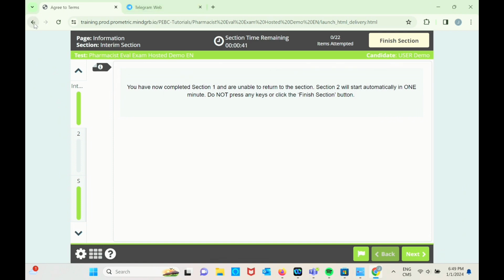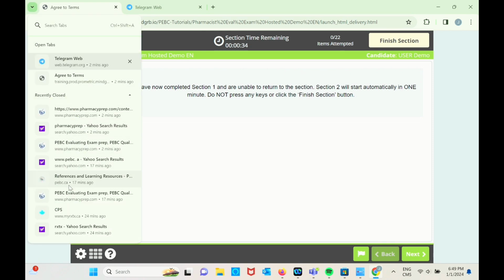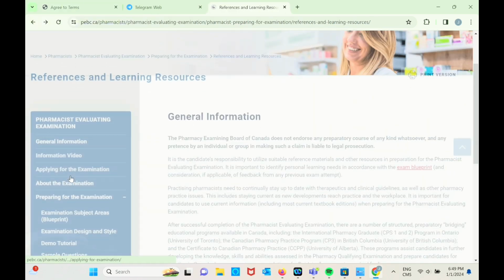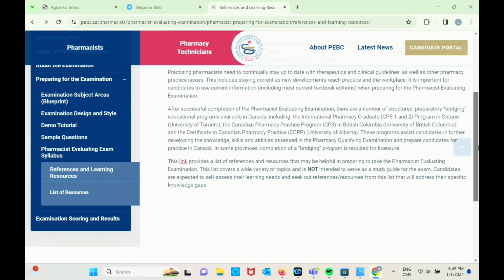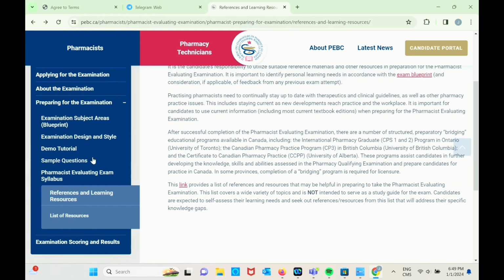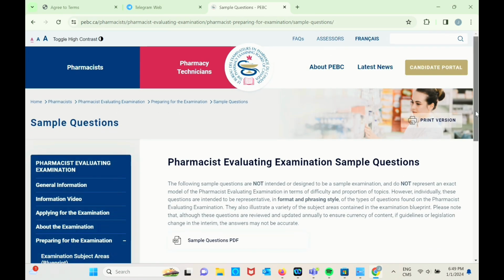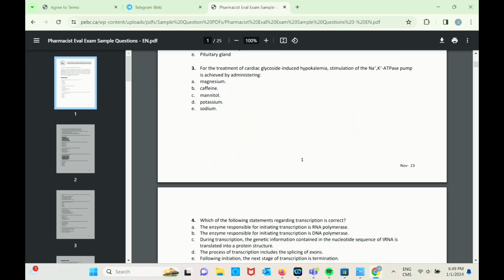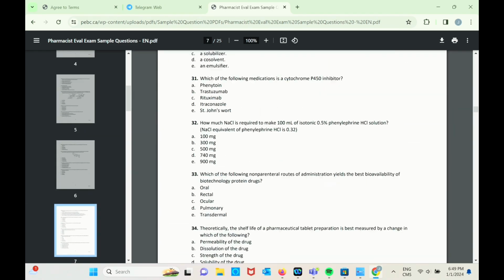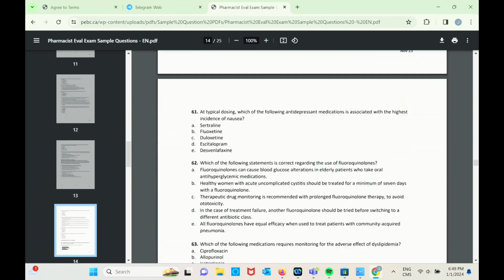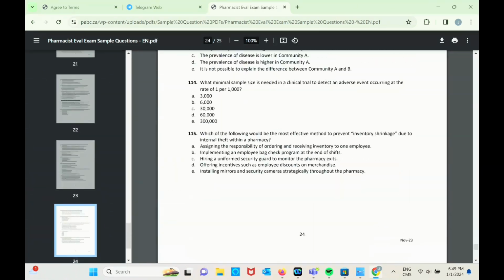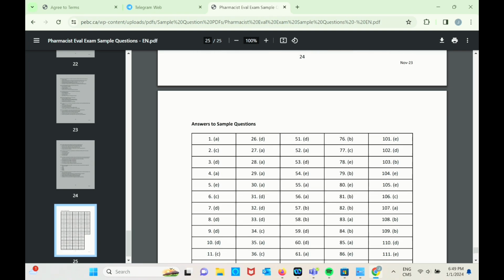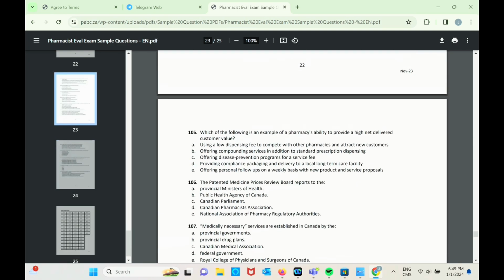And let me check. That's it, I guess. And you'll find PEBC sample questions. I'd say the sample questions are more similar to what I practiced with the bank. So you can see you'll have 115 sample questions maybe, and you'll have a set of answers at the end of the exam. So you can see the answers to the sample questions. You can practice this one.